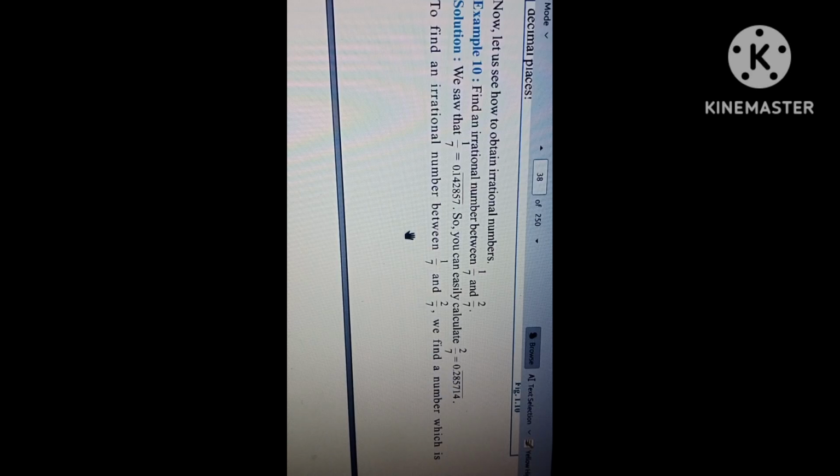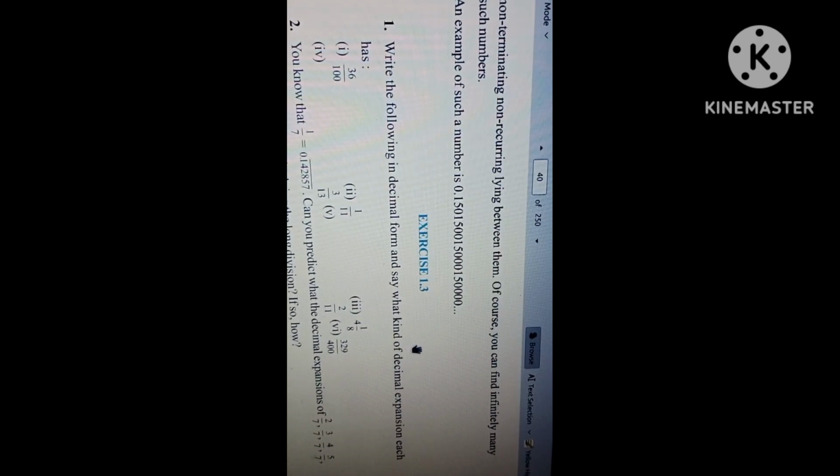To find an irrational number between 1 by 7 and 2 by 7, we find a number which is non-terminating, non-recurring, lying between them. Non-terminating, non-recurring means irrational number. Of course, you can find infinitely many such numbers. An example of such numbers is 0.150, 1500, 15000, 1540 and so on.